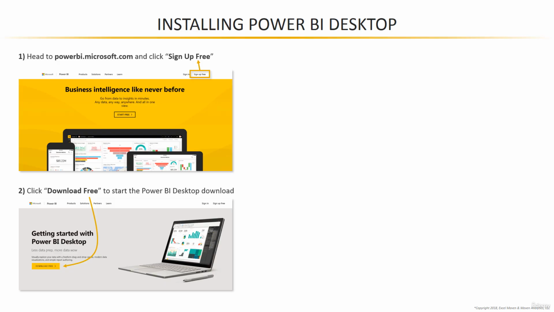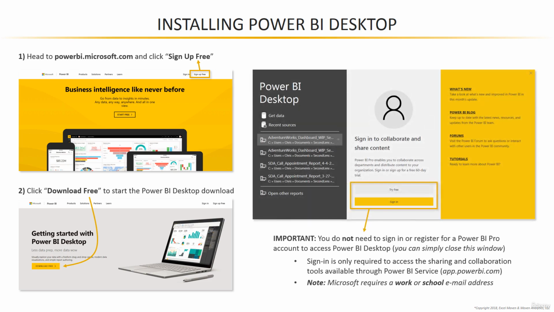Once the download is complete and you fire up the program for the first time, you'll likely see a screen that looks something like this. Now, it may ask you to sign in to collaborate and share content. Keep in mind that you don't have to sign in to use Power BI Desktop. In fact, you can click the Get Data button to get started, or simply close this screen and continue using Power BI Desktop as normal. The sign-in is only required to access the sharing and collaboration tools available through Power BI Service at app.powerbi.com.